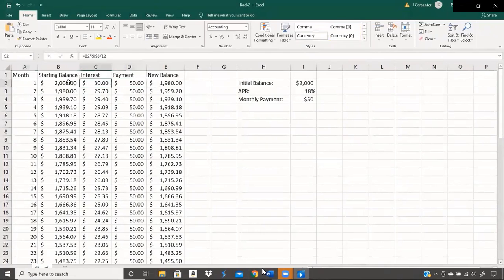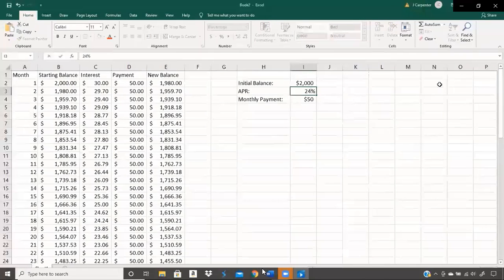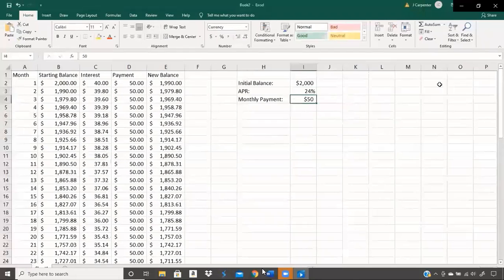So by doing the fixed cell references over here, referencing these numbers, now I can say, all right, well, what if I have bad credit and my APR is higher? What if I got a 24% APR? A lot of things are going to change over to the left as soon as I hit enter in 3, 2, 1, boom. Now our interest has gone from $30 for the first month to $40, which means out of this $50 payment, only 10 of it went towards the principal.